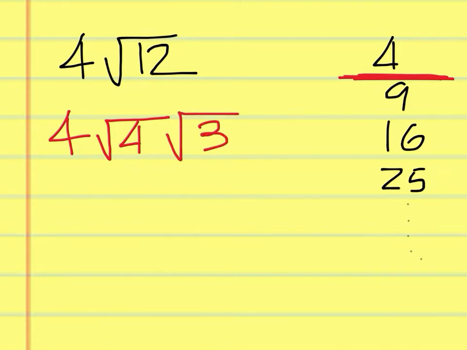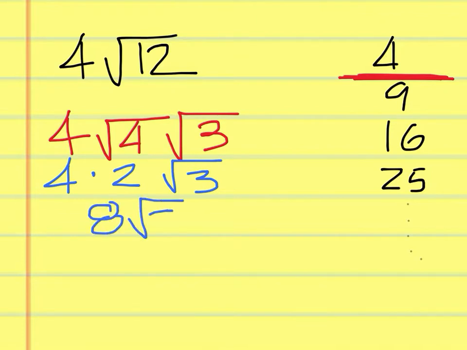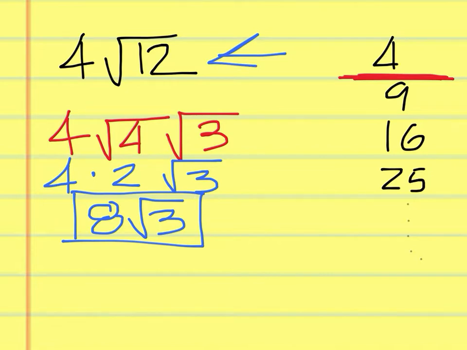3. So now you have to go back and simplify. Keep the 4. The square root of 4 is 2. And then you'll have 4 times 2 to get an 8. So 8 square root of 3 is the simplified version of this.